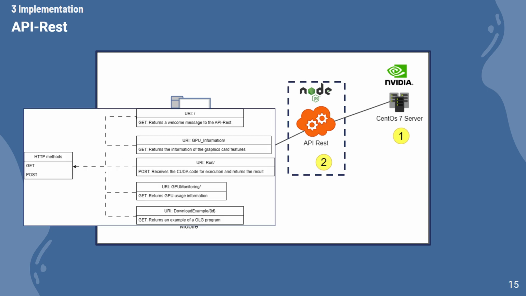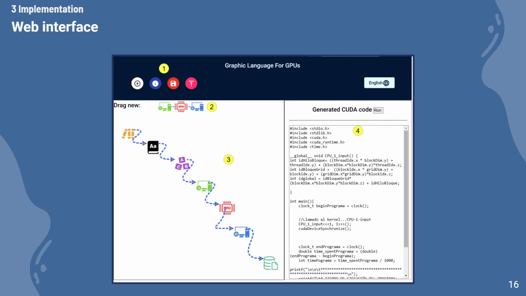The access to the remote CUDA environment is through an API REST, which enables the transmission of information using HTTP protocol over the internet. The main services offered by the API REST are compiling and executing CUDA code and returning the output. Another service is obtaining information and characteristics of the graphic card. The GLG web interface features an intuitive structure that facilitates the creation of programs in the language.